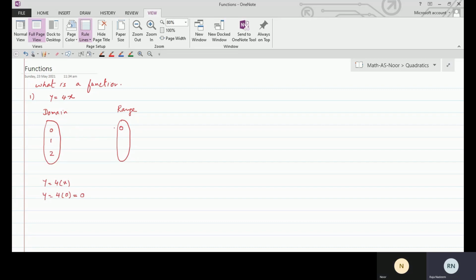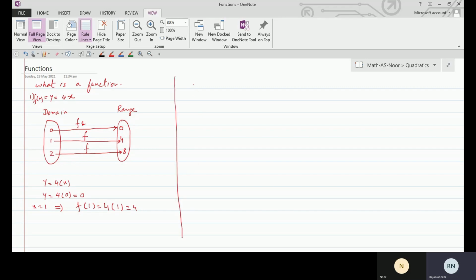This arrow explains that we get this value of y under this function, which is y is equal to 4x, and we call it y is equal to f of x. Just for our ease, we say f is the function. Like if we take x is equal to 1, what do we get? f of 1 is 4 times 1, so we get 4. And for 2 we'll get 8, and likewise we can take any value of x, and for that value of x we'll get some value of y. So this is one example.